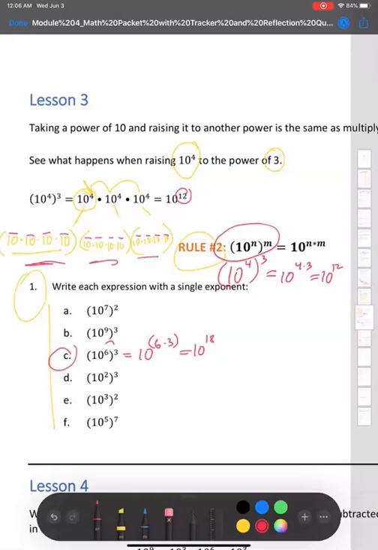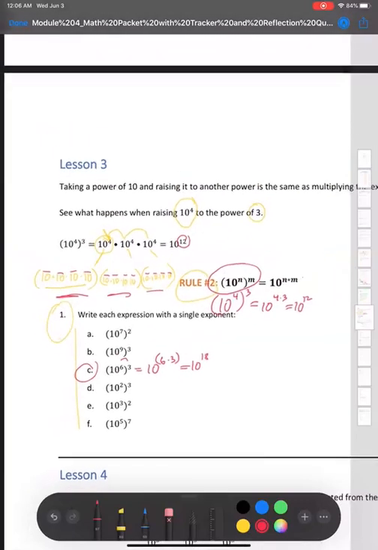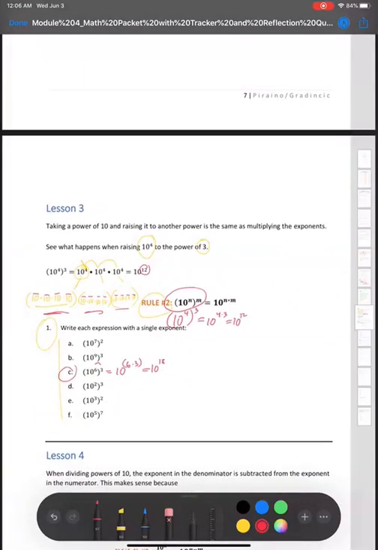So how would that look? We're going to need a lot of space, you guys. So 10 to the 6th, the 6 tells us how many times you're going to multiply 10 with itself. So that's going to be 10 times 10 times 10 times 10 times 10 times 10. There's our one 10 to the 6th. How many times are we going to multiply 10 to the 6th power? Well, we're going to multiply it 3 times. So we're going to do this whole thing 2 more times.